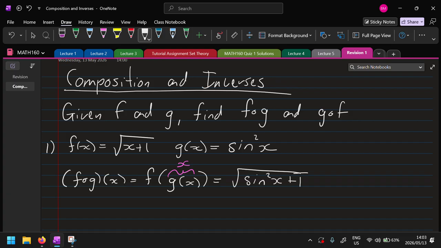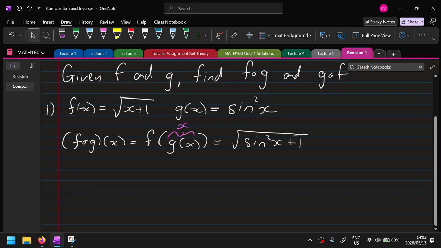Now you may or may not be able to simplify further. If it's just a single question on this, just leave it like that. If there's follow-up questions, like find the range and domain, then I suggest you simplify. It makes it a bit easier for the follow-up questions. But here, there's no follow-up, so we can leave it like that.